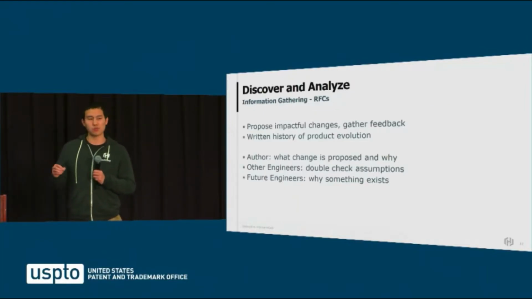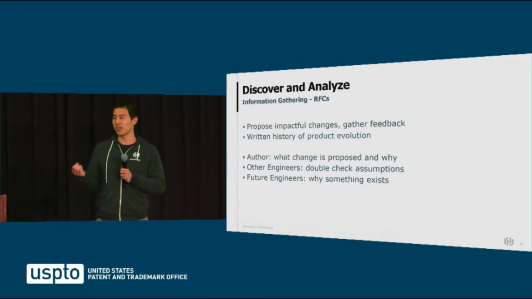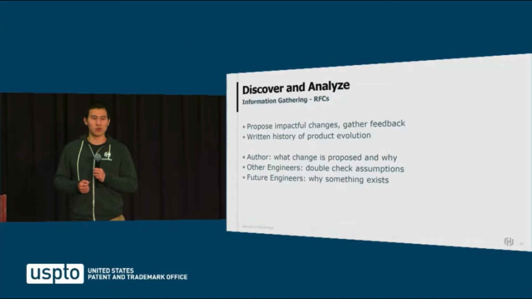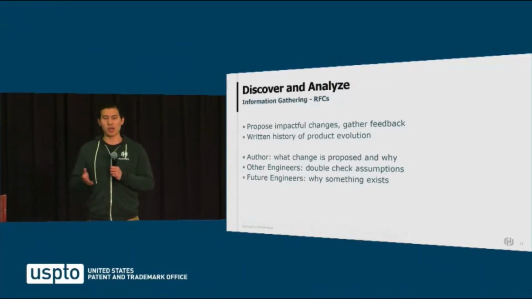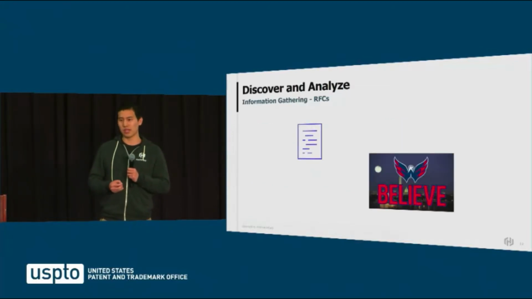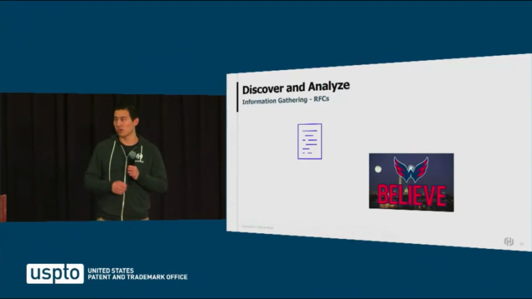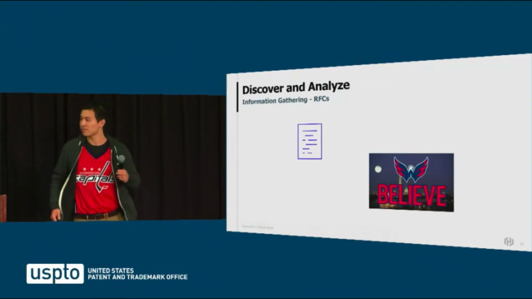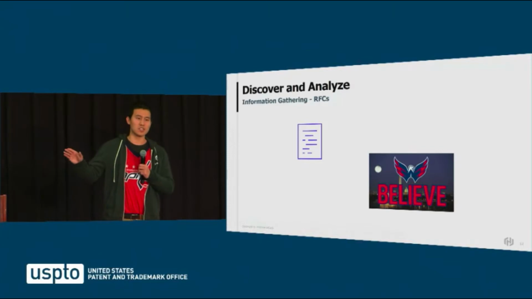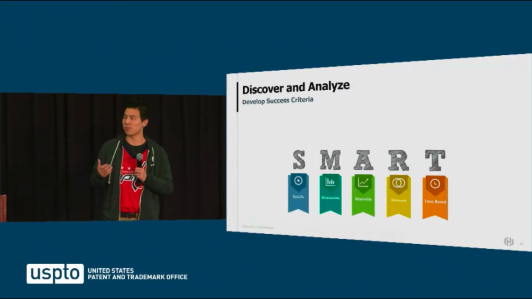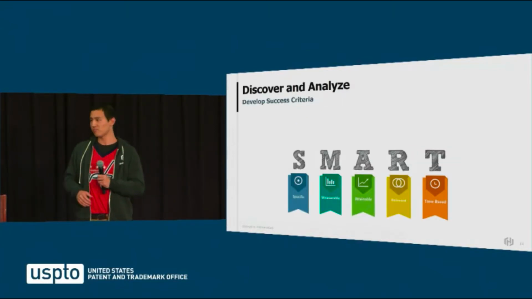At HashiCorp, we synthesize those notes into an RFC, where we propose the change and explain why. And for future engineers, it's a way to explain why something exists in our systems. The RFC process also enables people to give feedback asynchronously, which is very important in a remote culture. And just like the Caps, it's a document to help us believe in the vision.